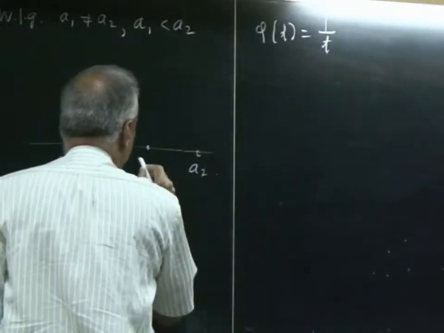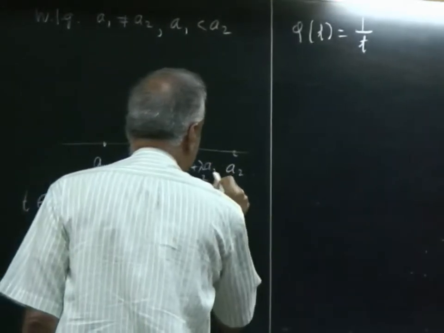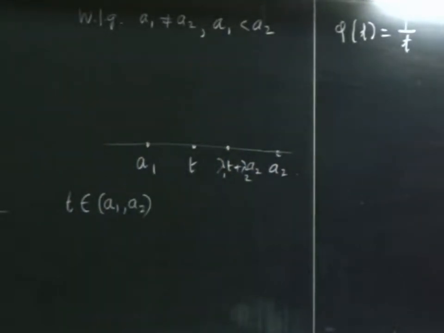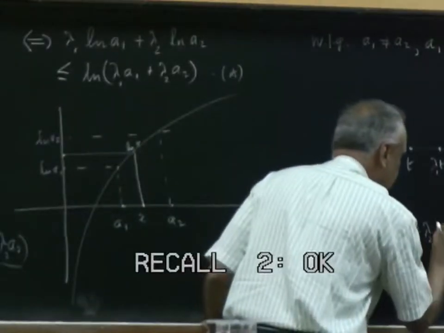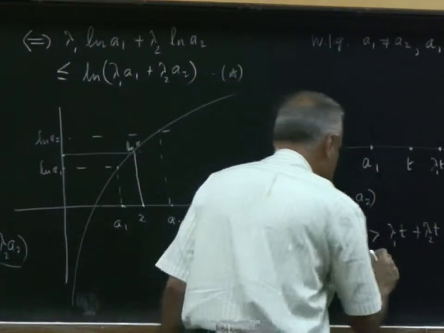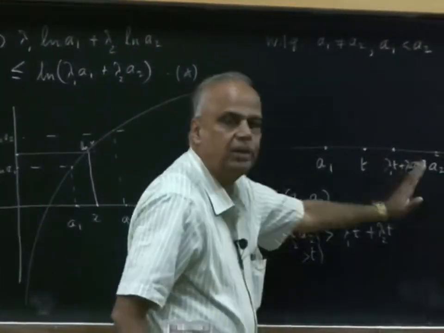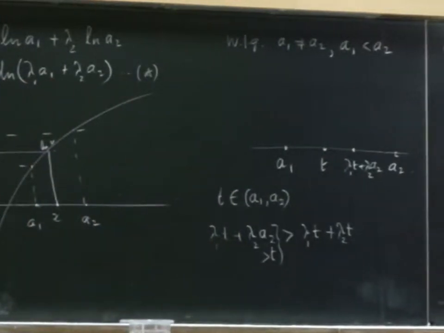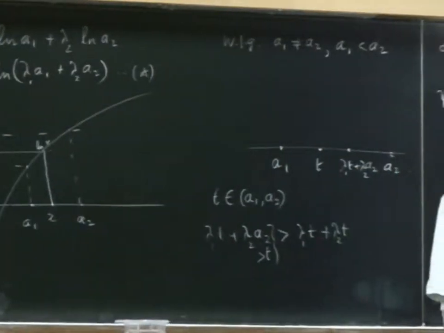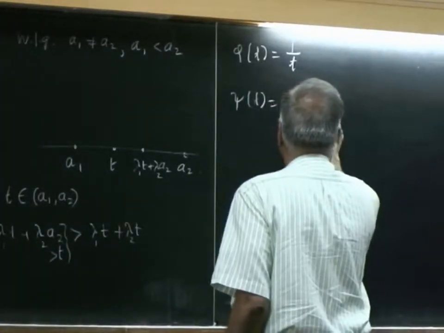Now take a point between these two, that will be of the form lambda 1 t plus lambda 2 a2. See, this point lambda 1 t plus lambda 2 a2 is greater than lambda 1 t plus lambda 2 t, since a2 is greater than t. Lambda 1 plus lambda 2 is 1, so this is greater than t. So it is a point that lies between t and a2. Now define a function psi of t to be 1 over lambda 1 t plus lambda 2 a2.